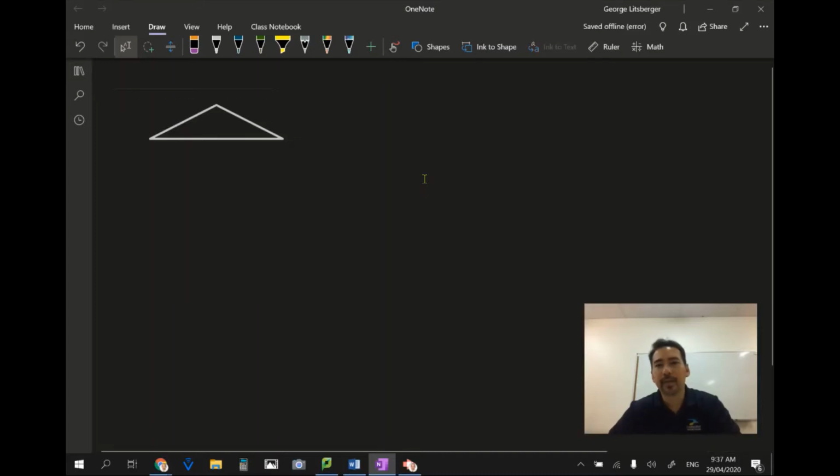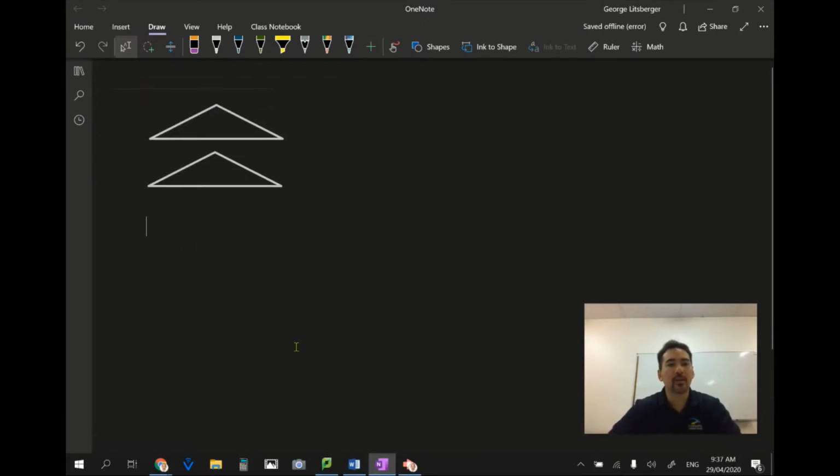Hey everybody, we're going to have a look at similar triangles today. And I'm going to start off with this triangle here. And you're going to notice that if I copy and paste this triangle like so, then we get two triangles that are identical in their lengths and they are identical in the size of their angles. Okay, and we've already looked at this. This is a term that we call congruence.